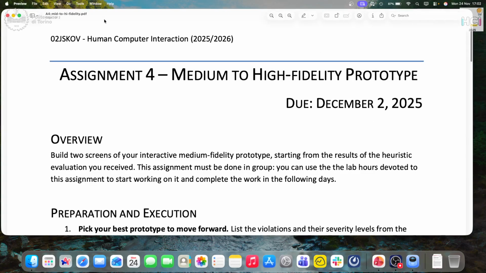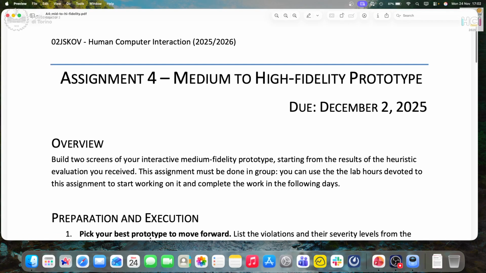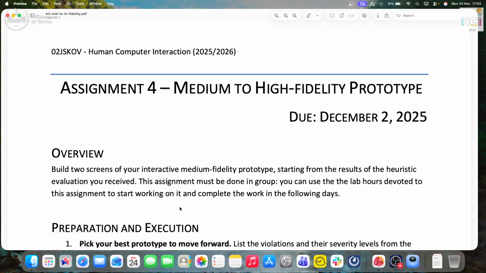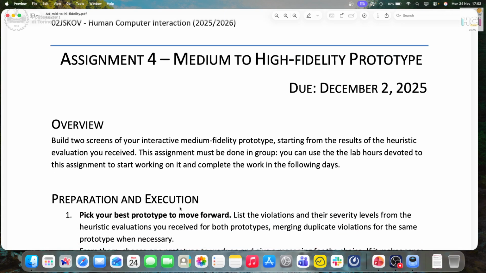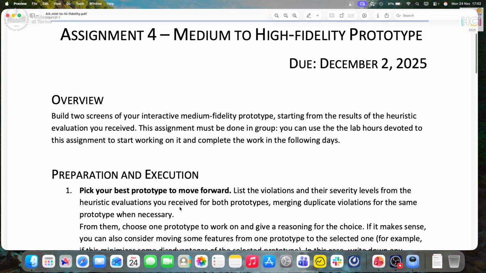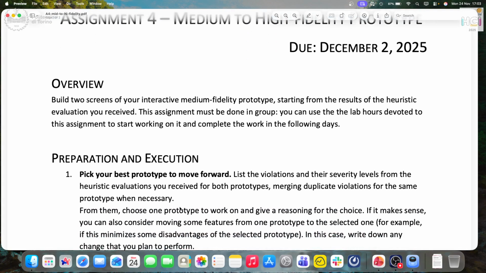So assignment 4. Assignment 4, as I was saying, is due next week, December 2nd. It doesn't have a feedback session because it's a bridge between the heuristic evaluation and assignment 5. And it lasts 1 week because it's very tiny and it's more in preparation for the high fidelity prototype.